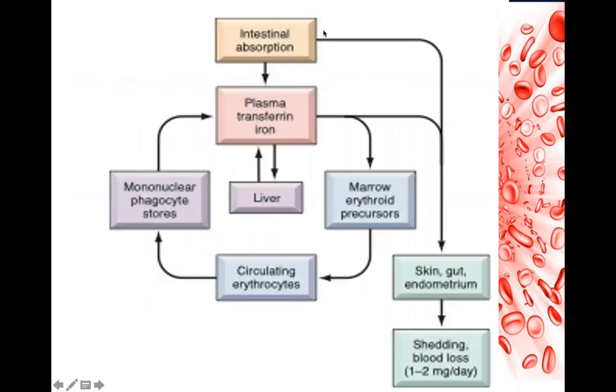So intestinal absorption, you have your plasma transferrin and iron. It could go into the liver, it may go into the myeloid erythroid precursor, then you have the circulating erythrocytes, and then the mononuclear phagocyte stores will again put it into the plasma transferrin iron, which could be lost in the skin, the genitourinary tract, the endometrium, and the normal shedding. The normal blood loss is around 1 to 2 milligrams per day. This is the normal iron loss that is expected on a daily basis.